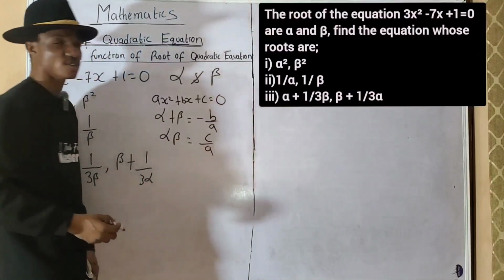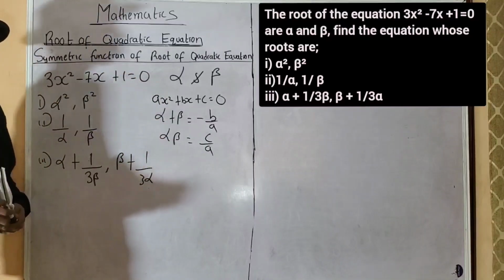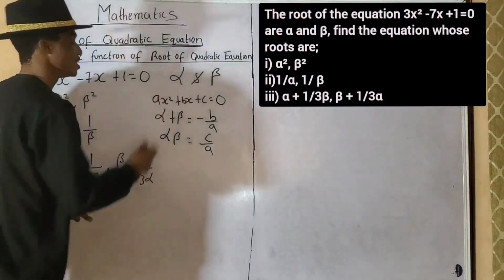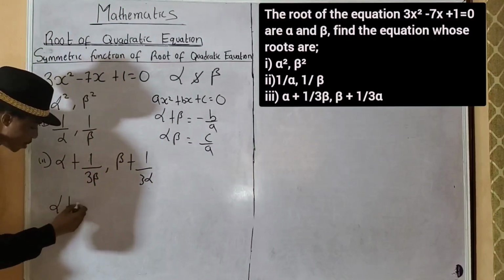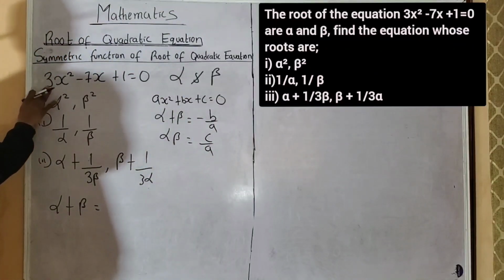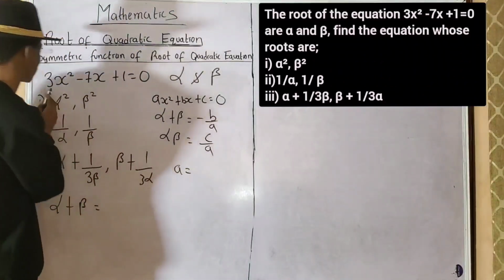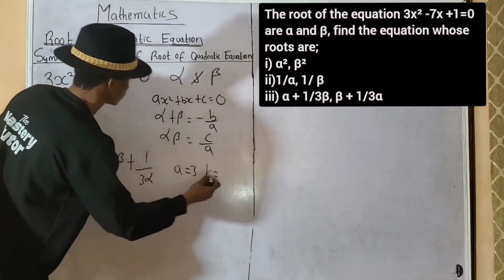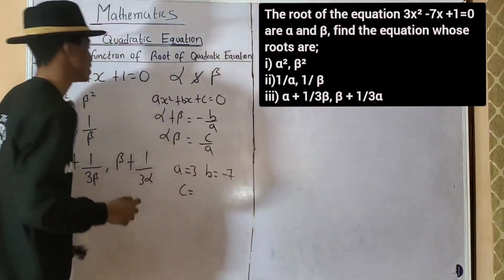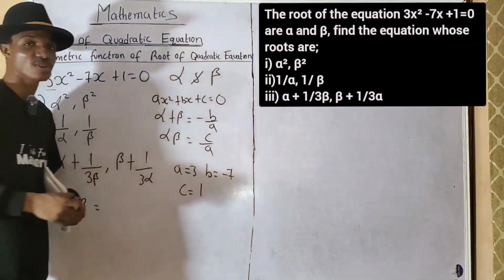C over a. So let us first determine the sum and the product of roots of the quadratic equation that we are given. Now, don't forget that we are given that the roots of this quadratic equation are this. The sum of roots will be alpha plus beta, and that is what? Minus b over a. From the quadratic equation, a is the coefficient of x squared. So a will be equal to 3, right? B will be equal to the coefficient of x, which is negative 7. And c will be equal to the constant term, that term that is not attached to x, that is plus 1.